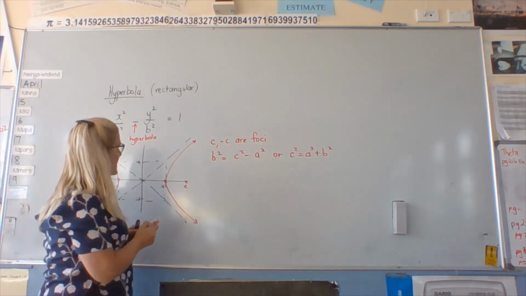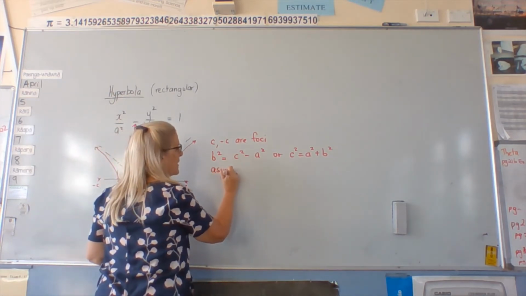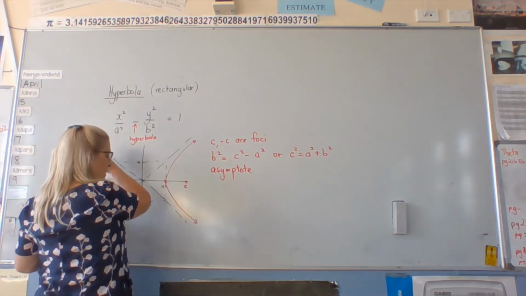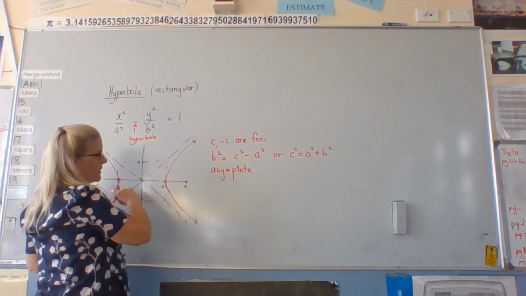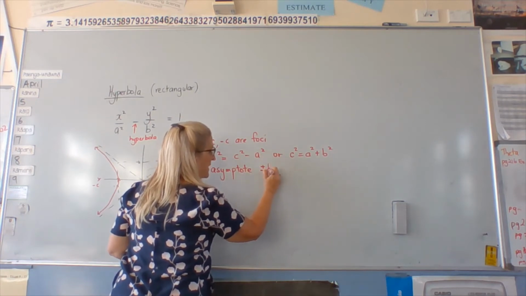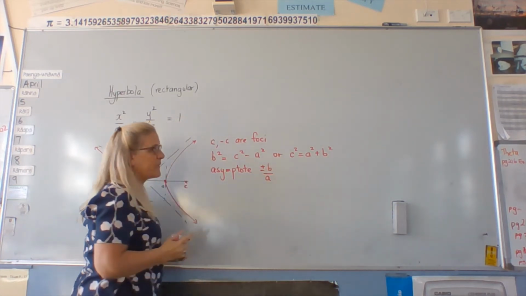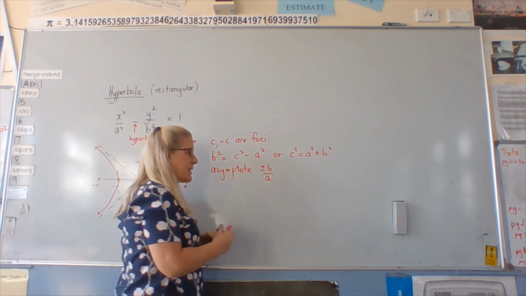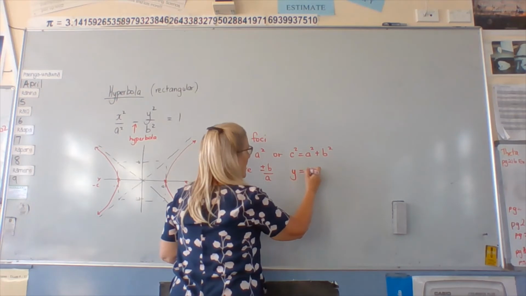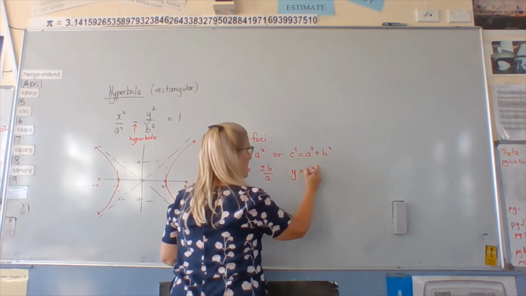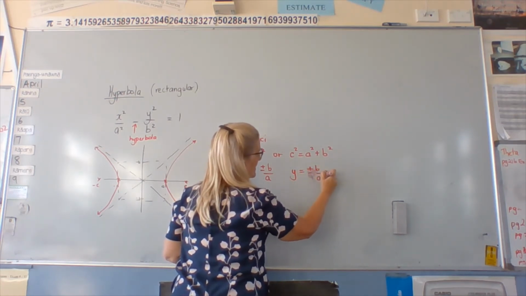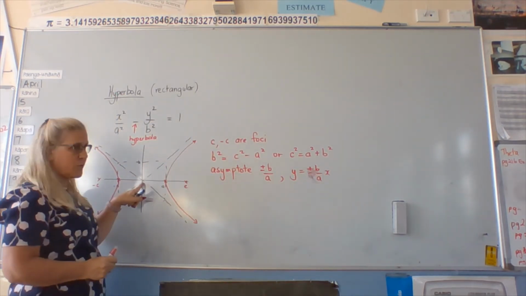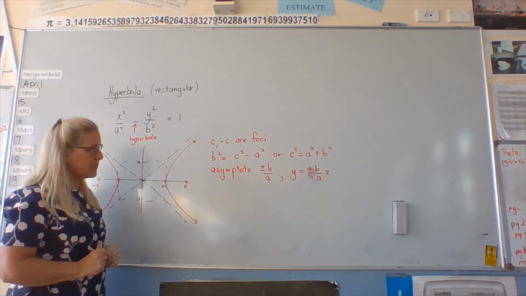So the asymptotes have equations too. They are gradients of plus and minus B over A. All right? Plus and minus B over A. So if we had it as an equation, it would be y equals plus and minus b over a x would be the equation of the asymptotes. Right, they go through the centre, so we don't have to worry about moving them.